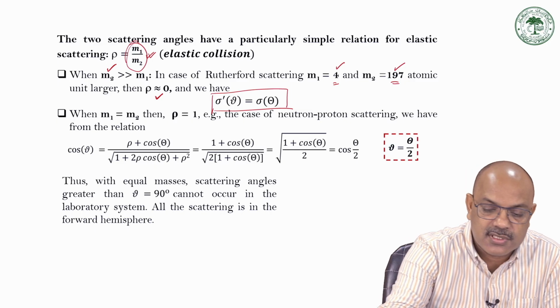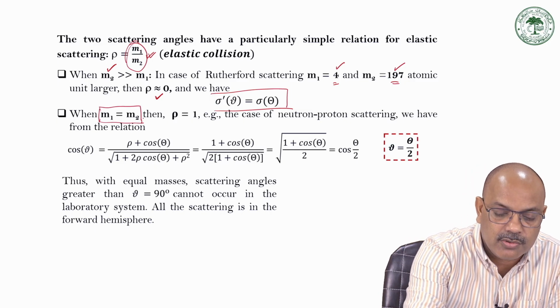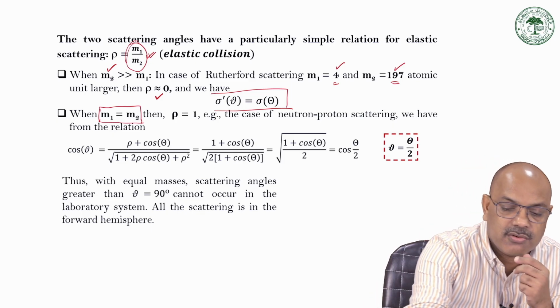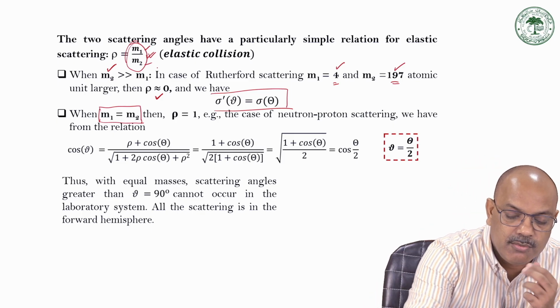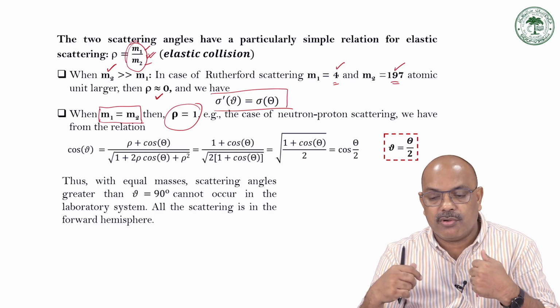Now the second case, if m1 is approximately equal to m2, this quantity is going to be 1, because m1 and m2 are practically equal. This is the case when you are doing neutron proton scattering.